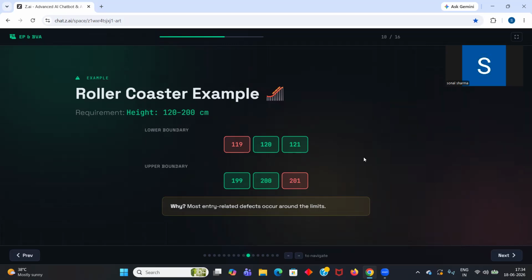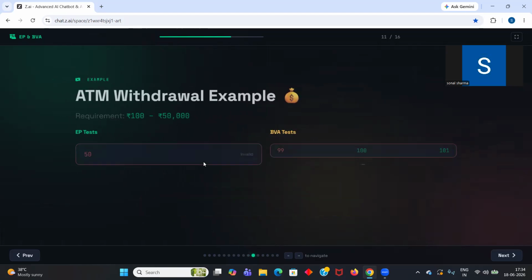Okay, so that's how we test the boundary. And we test the boundary because most entry related defects occur around these limits. So there are very high chances that you will find defects here, so you must test the boundaries.